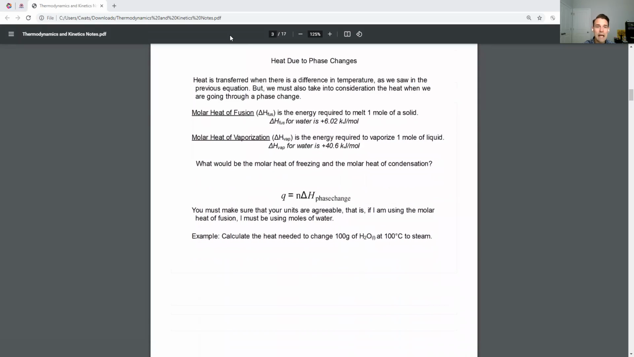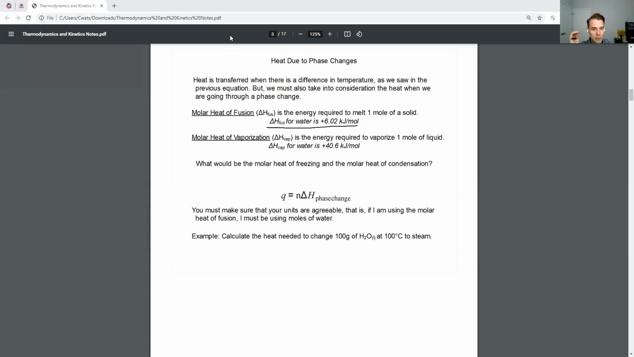So let's calculate heat that is due to a phase change. Heat is transferred when there's a difference in temperature, as we saw in the previous equation. But we also take into consideration the heat when we are going through a phase change. So molar heat of fusion is the energy required to melt 1 mole of a solid. This is the molar heat of fusion for water. It's a common one. Make sure you write that down and have it in front of you.